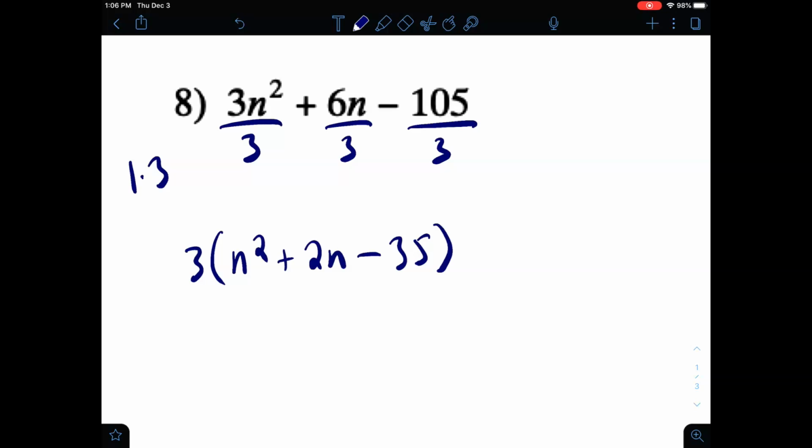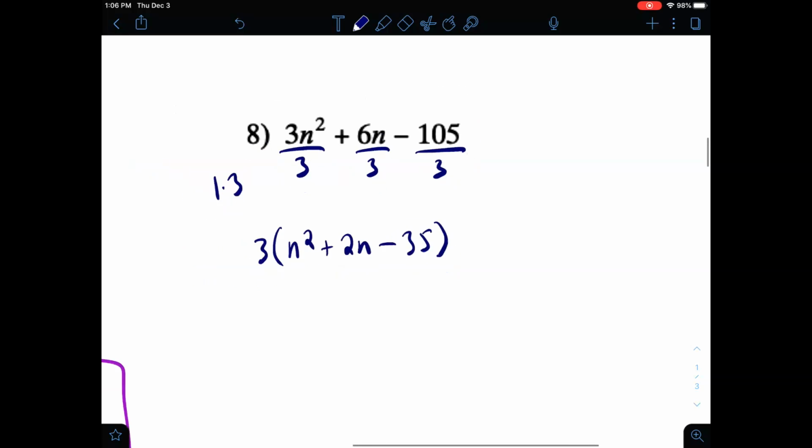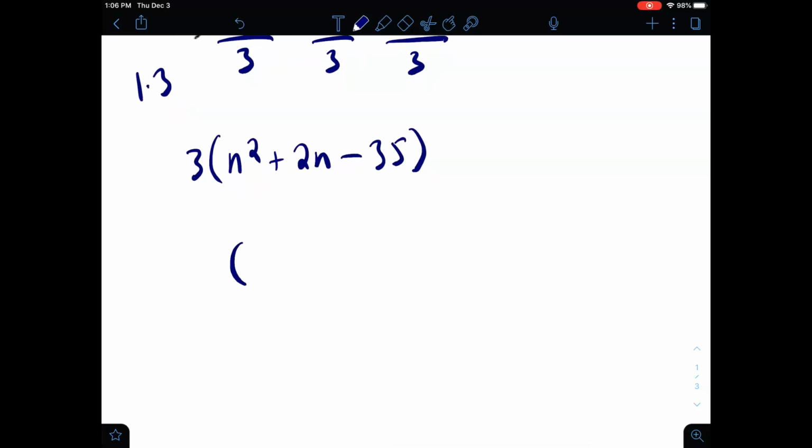We have 3 terms. Is it a perfect square trinomial? Well, 35 is not a perfect square, so it's not a perfect square trinomial. So we're going to do our smiley face method. We're going to do factors of the first one and last one.